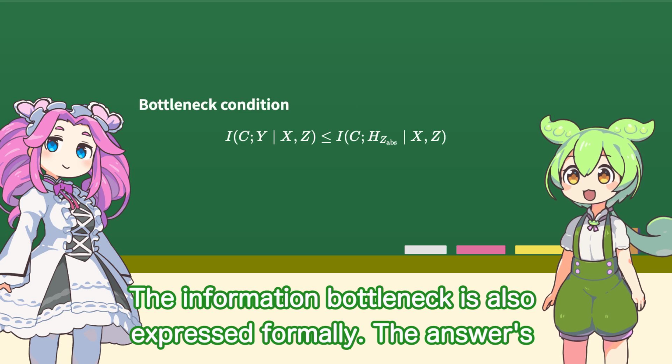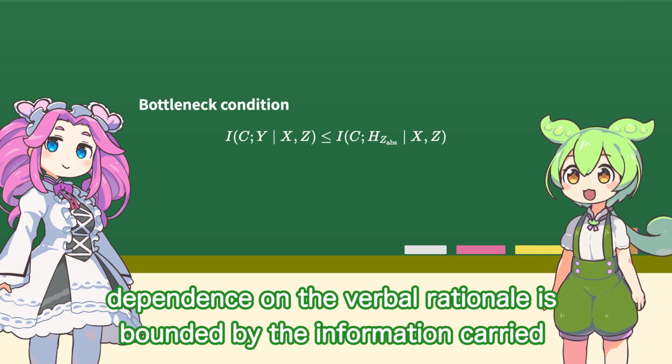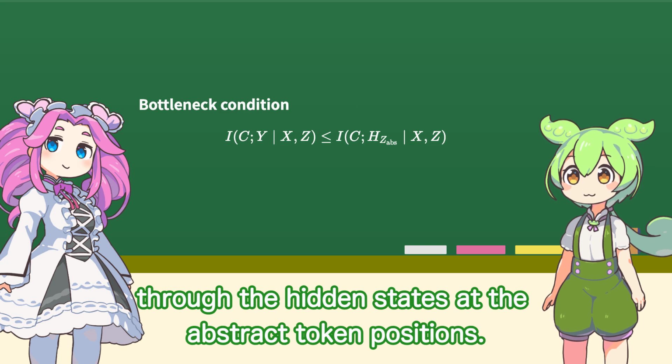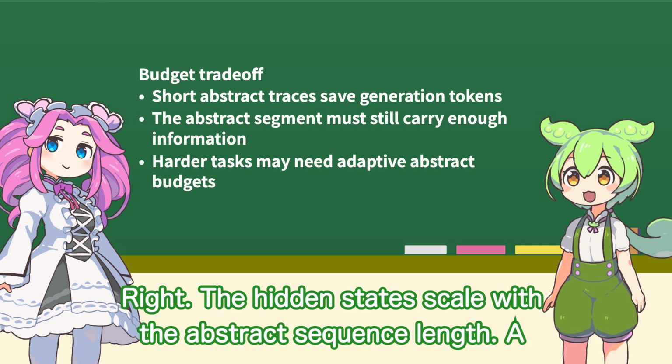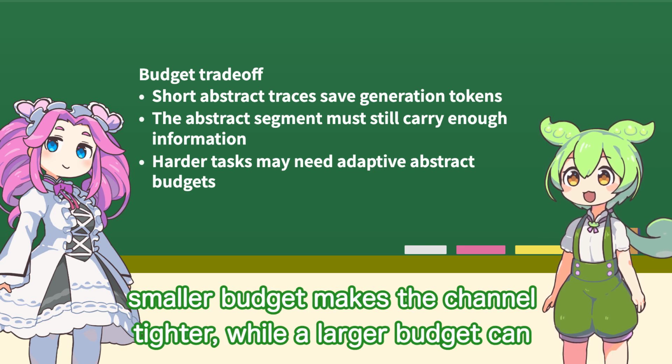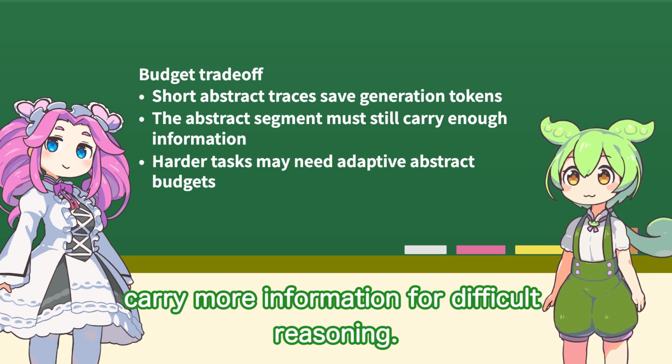The information bottleneck is also expressed formally. The answer's dependence on the verbal rationale is bounded by the information carried through the hidden states at the abstract token positions. So the abstract length controls how much reasoning information can pass through. Right. The hidden states scale with the abstract sequence length. A smaller budget makes the channel tighter, while a larger budget can carry more information for difficult reasoning.